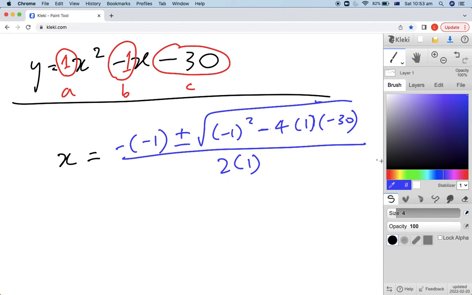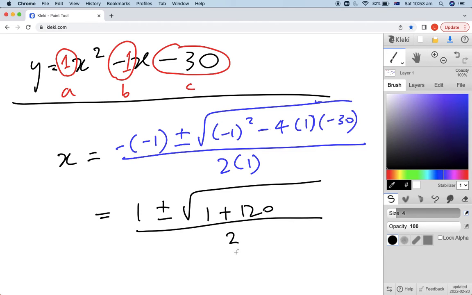Now let's proceed with this. What do we get out of it? Minus times minus, we get positive, so it's just positive 1 plus minus the square root of minus 1 squared. Remember, when the minus is inside the brackets too, it's just minus 1 times minus 1, which gives us positive 1. What I like to think about this is because I see that there's a minus here and also a minus, and we're multiplying them, we take it as plus. So plus 4 times 1 times 30 gives us 120, all divided by 2, right?